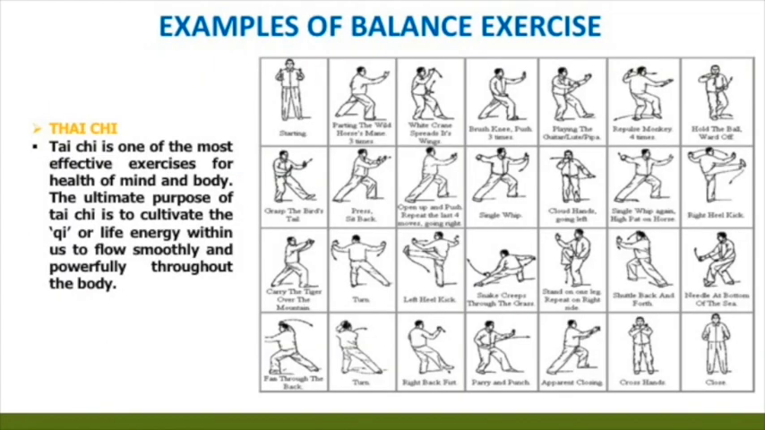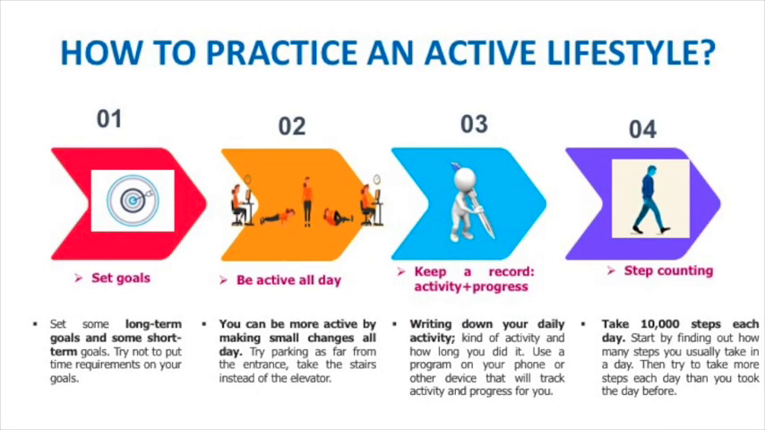A good example of balance exercise is Tai Chi, which is also known as one of the most effective exercises for the health of mind and body. The ultimate purpose of Tai Chi is to cultivate the Qi or life energy within us to flow smoothly and powerfully throughout the body. As a beginner, you may try to practice these 28 basic steps of Tai Chi as illustrated in the picture.